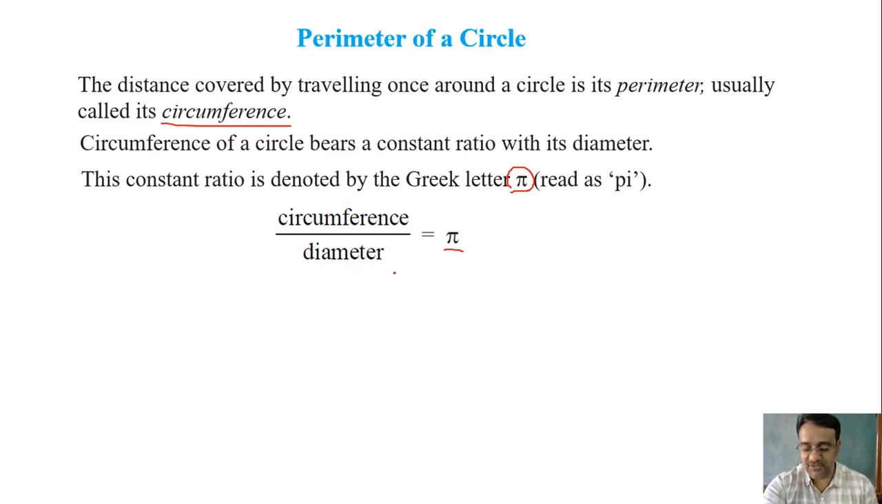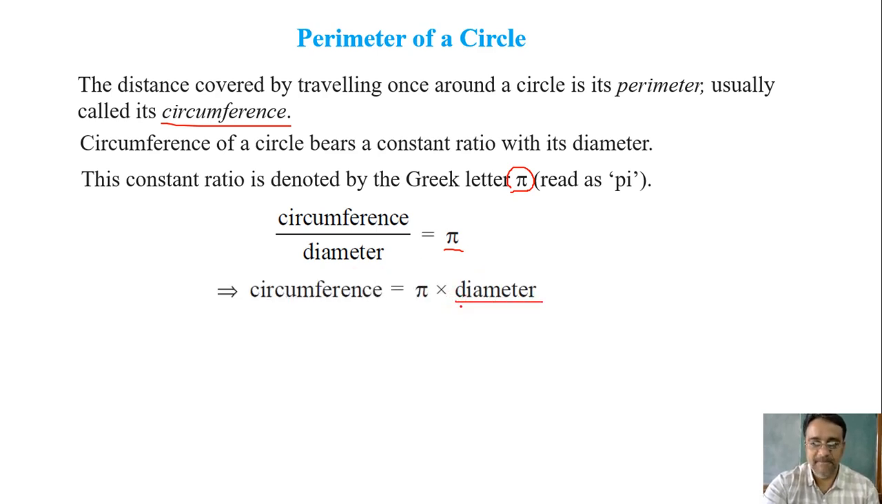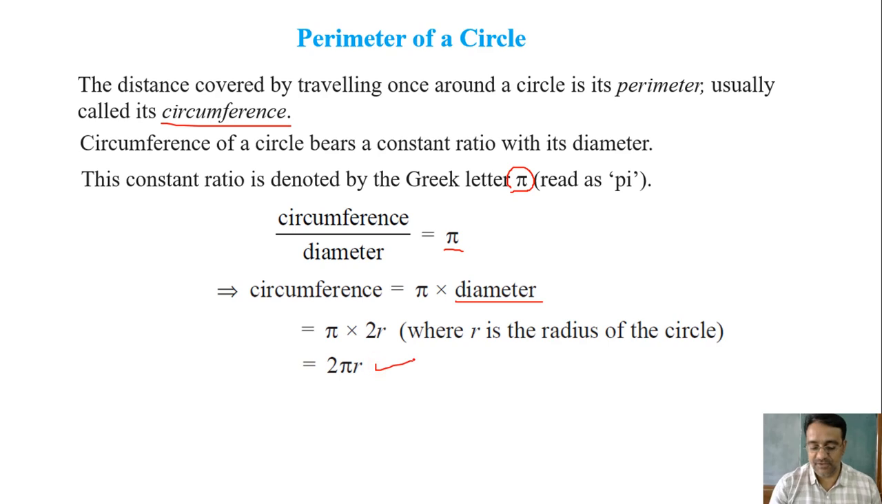एक्चुअल में circumference को हम लोग pi into diameter लिखते हैं, and diameter is 2r. So circumference is equal to 2 pi r. So this is the perimeter of a circle formula. Circumference is equal to 2 pi r.